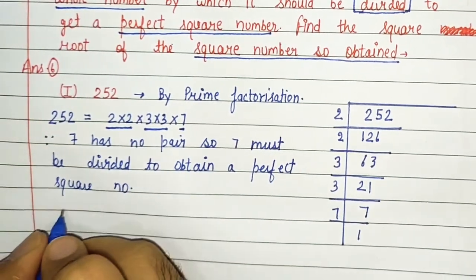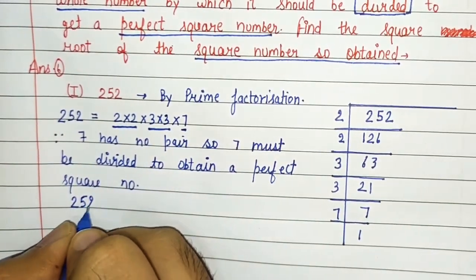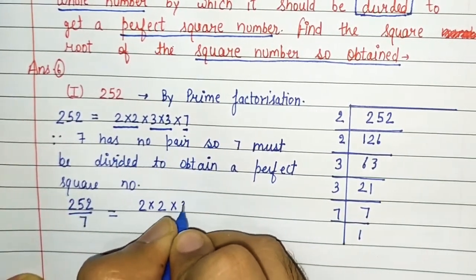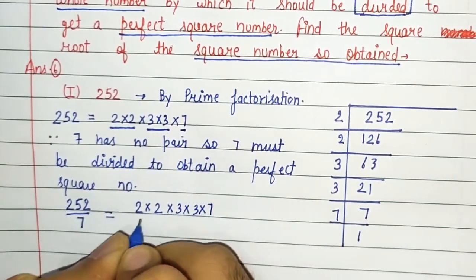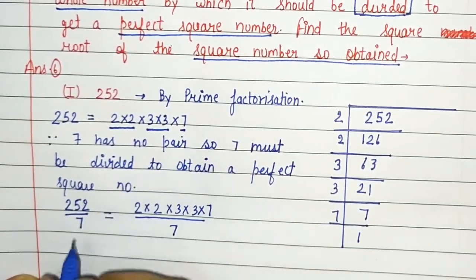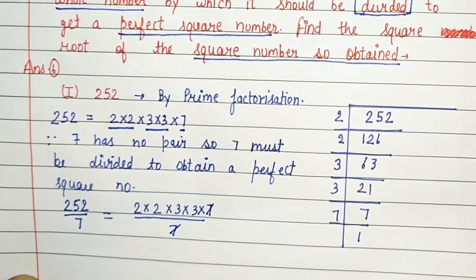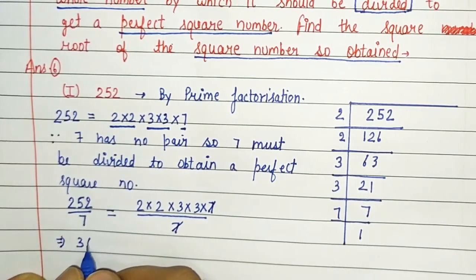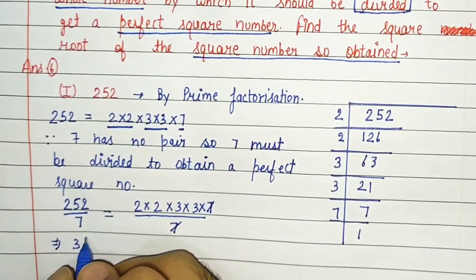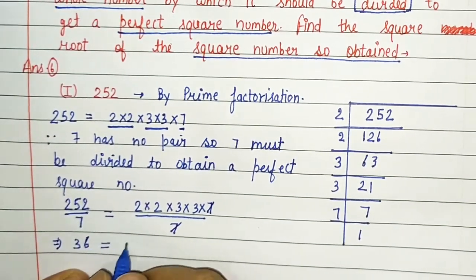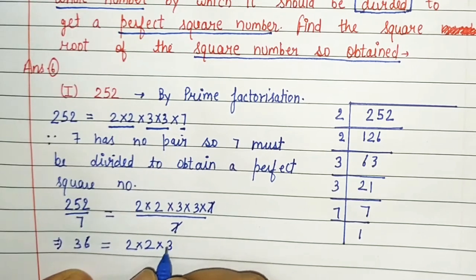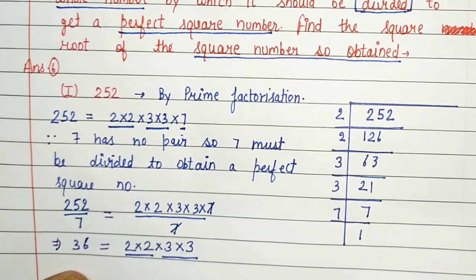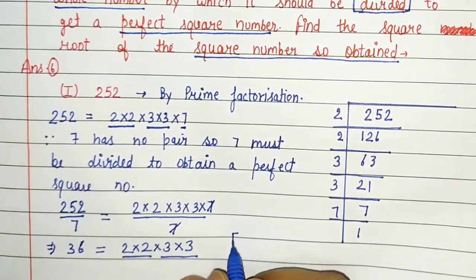Now do the division. Both sides you have to divide with 7. Here 252 divided by 7, and here also 2 into 2 into 3 into 3 into 7 divided by 7. Both sides. So 7 cancels out, and 252 divided by 7 you will get 36. So 36 equals what is left here: 2 into 2 into 3 into 3. Now 2 is in a pair, 3 also has a pair. It means 36 is our perfect square number.